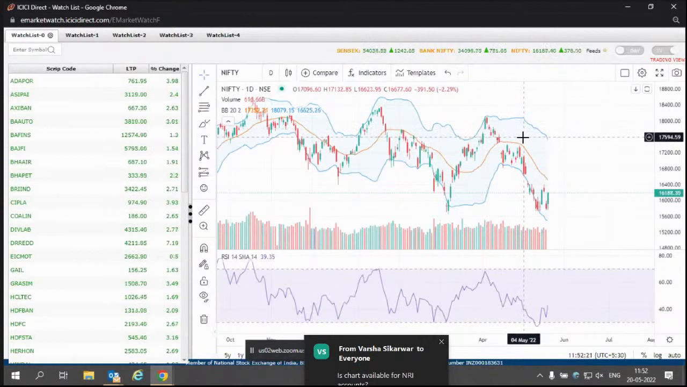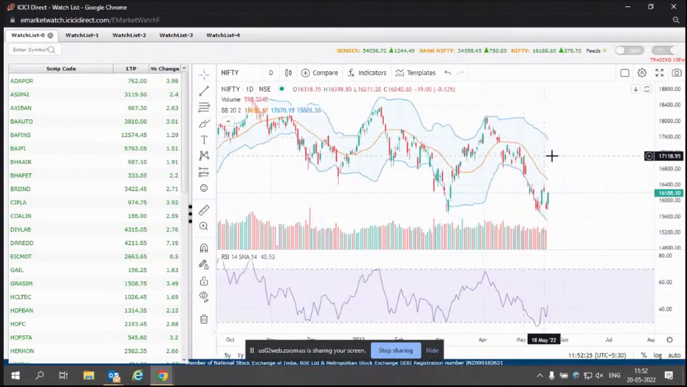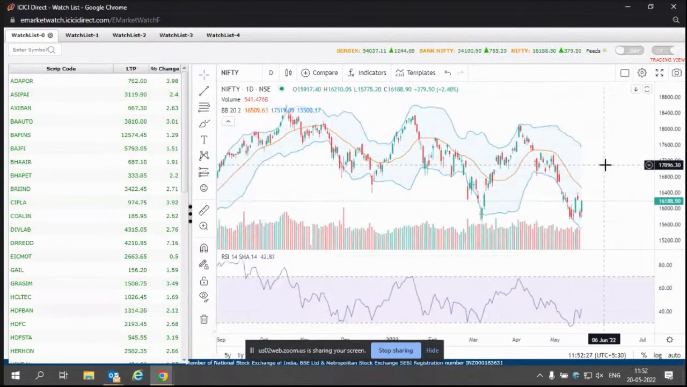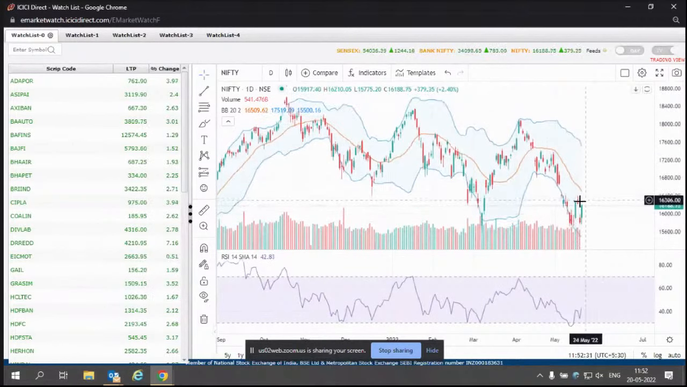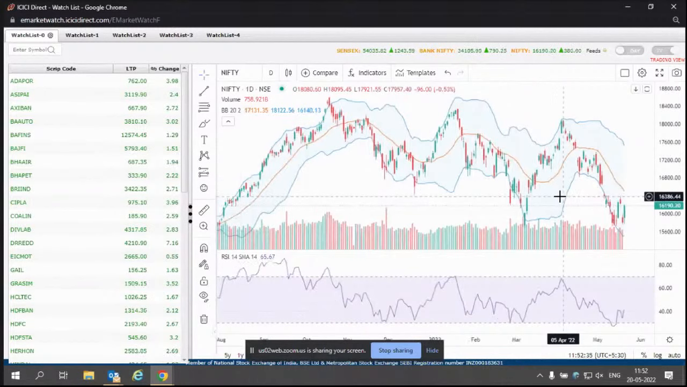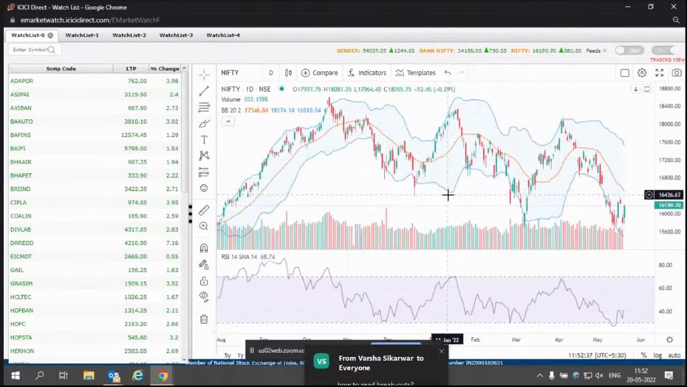Are charts available for NRI accounts? Charts will be available for NRIs, but I'll have to confirm that. Charts are something that is available for everybody, so I don't think that should be an issue.